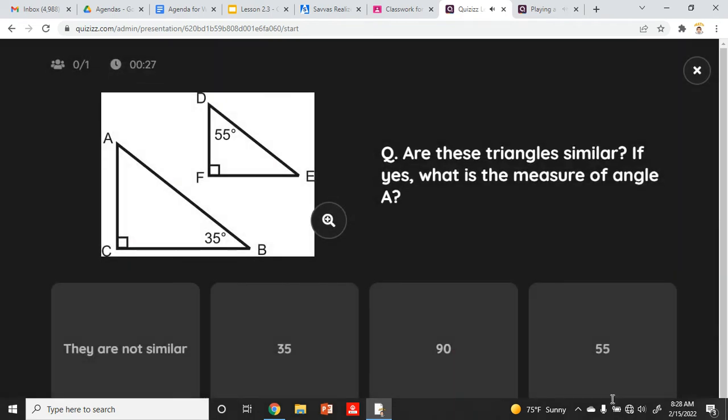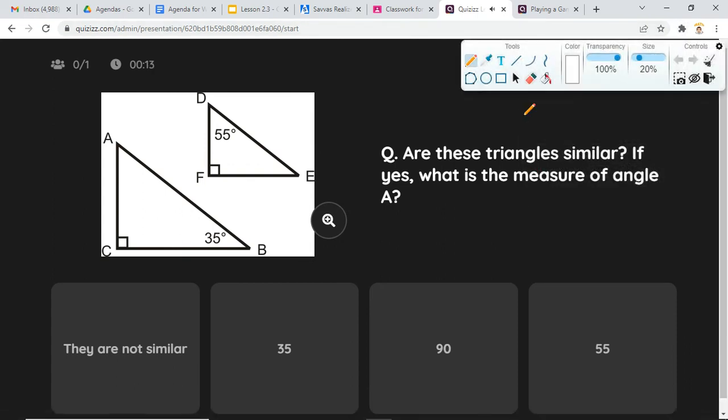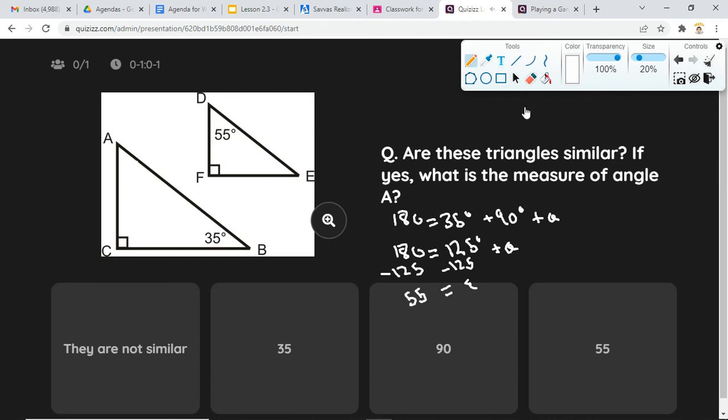Are these triangles similar? If yes, what is the measure of angle A? If they are similar, then you want to find the measurement of angle A. All right, so on this one here, we can solve for angle A first. Angle A we can find by doing 180 is equal to 35 degrees plus 90 degrees plus A, which means 180 is equal to 125 degrees plus A. By subtracting 125 from both sides, we get that A is equal to 55 degrees.